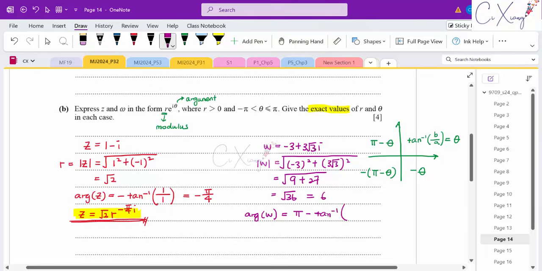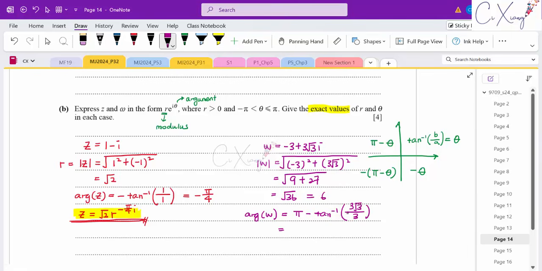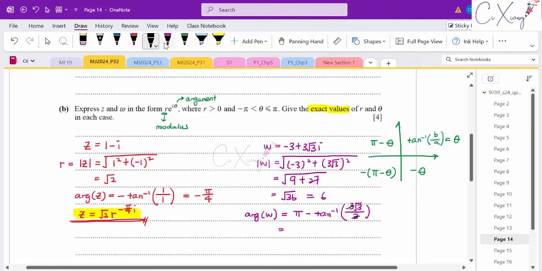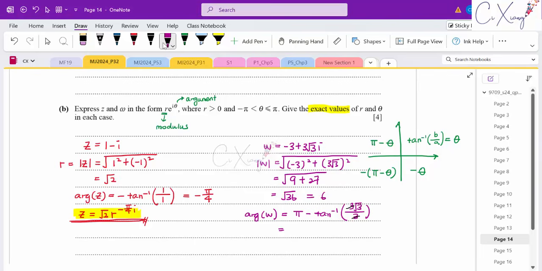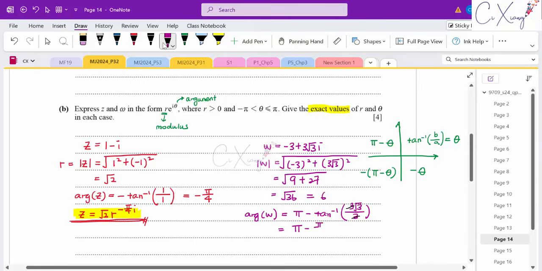So your b is 3 square root 3. A is negative 3, but again, we have to ignore all the negative signs, so I just put it as a 3. So press calculator to help a little bit. Tangent inverse square root 3. Okay, so tangent inverse square root 3 will give you the answer 60 degree. So 60 degree means pi over 3. So you take pi minus pi over 3, and therefore your argument of w will be 2 pi over 3.